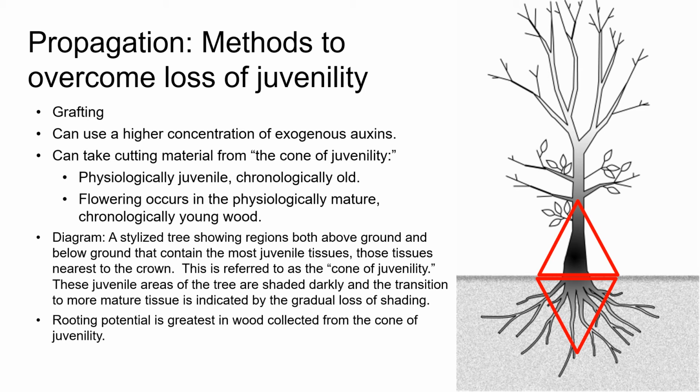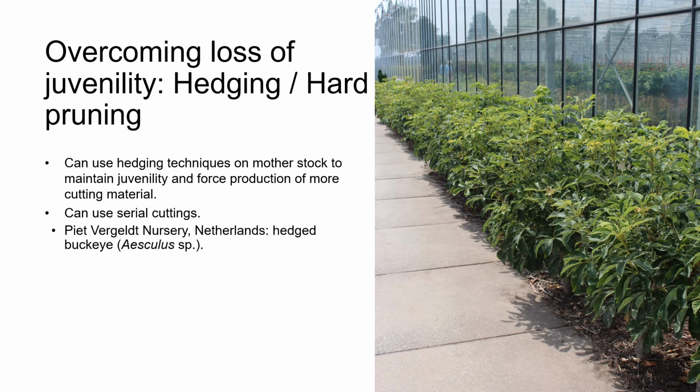So if we're having problems rooting our stem cuttings or root cuttings, they may root better if we try to collect our cutting material from stems that are coming from within the cone of juvenility. Instead of hoping that there'll be sufficient cutting material available from the cone of juvenility, there are a couple of methods we can use to overcome the loss of juvenility and promote the production of more cutting material.